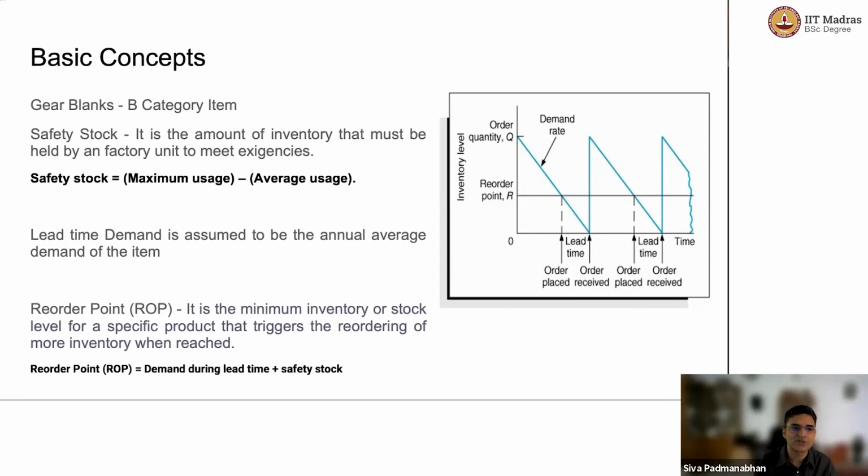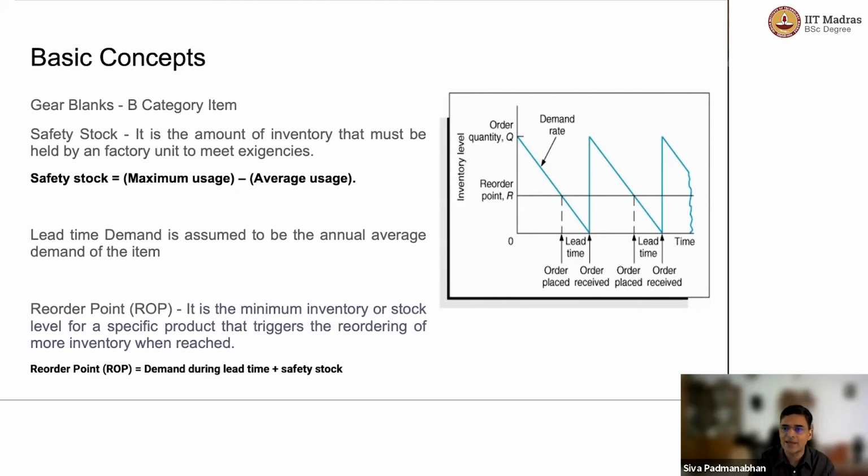So there's two concepts to this. One concept is called safety stock, which means that we know there is going to be some variation in demand, month over month. It's not the same amount of gear blanks that we're going to consume. So we want to make sure that we have some stock in hand that will allow us to tide between the maximum usage and the average usage. So we want to plan for the average usage, but even if we hit the maximum usage, we still should not go out of stock. So that's the first concept, which is safety stock.